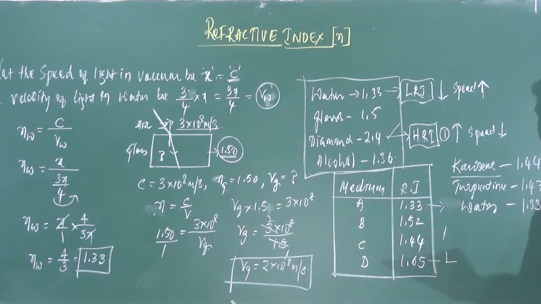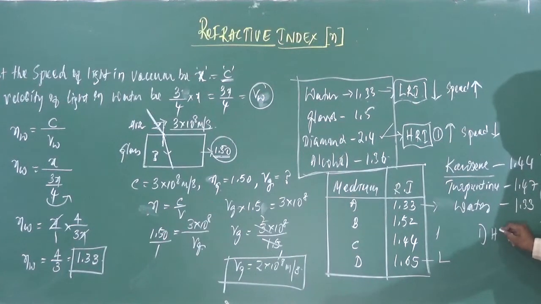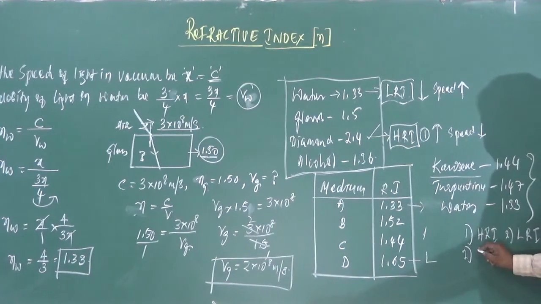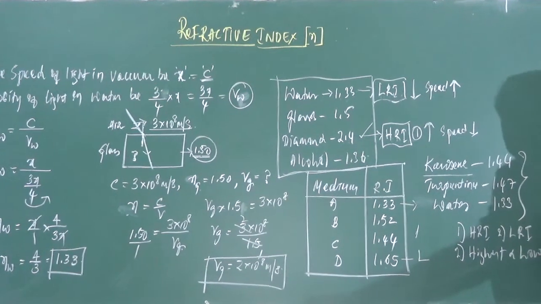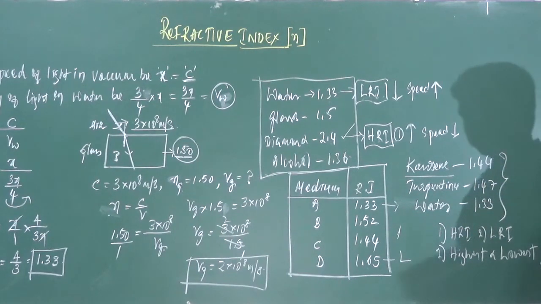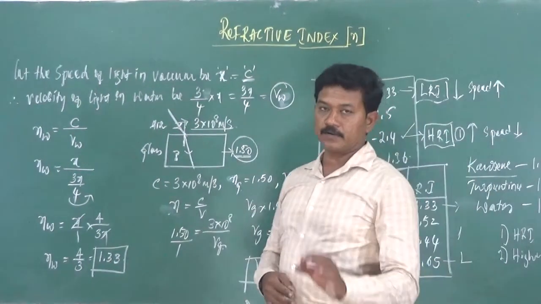So now the question is, which particular substance has the highest refractive index and lowest refractive index? You have to answer this. Find out the highest refractive index and lowest refractive index. And the second question is, in which particular medium is the speed of light highest and lowest? You have to identify. This will be asked in your exams for 2 marks. So I hope this completes the concept of refractive index.